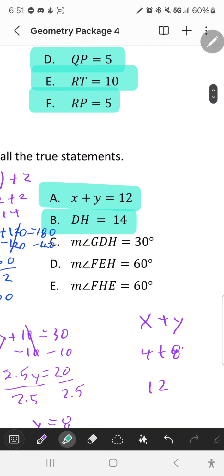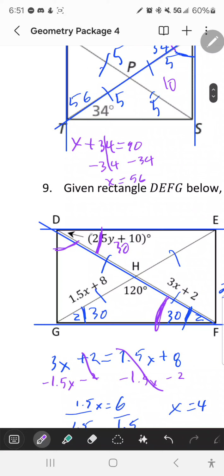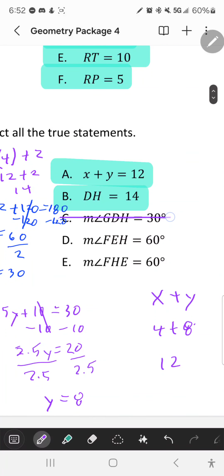Now measure the angle GDH. So GDH, this angle right here. We know that this angle is equal to 30, and these two angles are 90 degrees because it's a rectangle. So I'm going to call this angle B. B plus 30 equals 90 degrees, because this is supposed to be a right angle in a rectangle. I subtract 30 from both sides and I get that B is equal to 60. So no, this is not right.